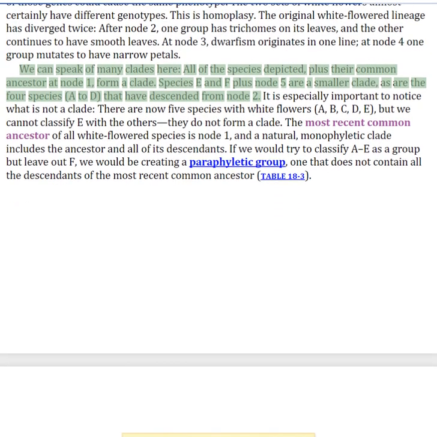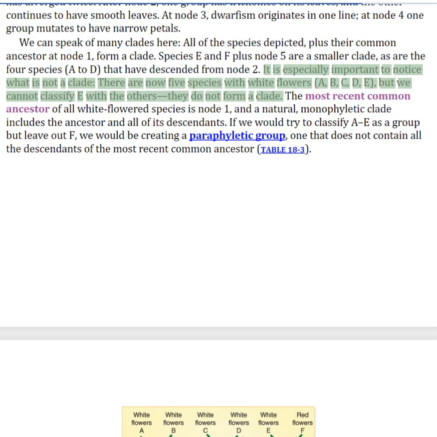We can speak of many clades here. All of the species depicted, plus their common ancestor at Node 1, form a clade. Species E and F plus Node 5 are a smaller clade, as are the four species that have descended from Node 2. It is especially important to notice what is not a clade. There are now 5 species with white flowers, but we cannot classify E with the others. They do not form a clade.